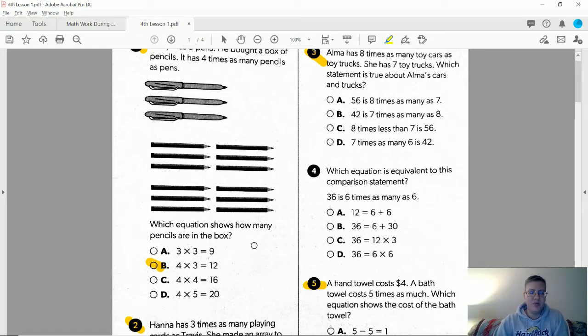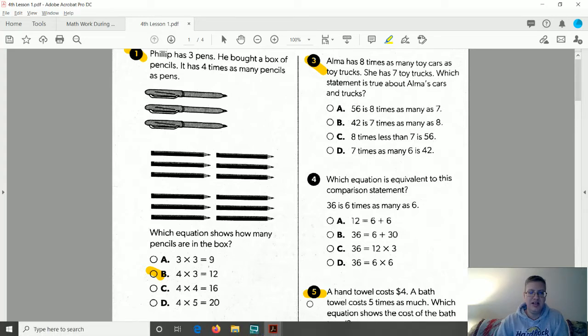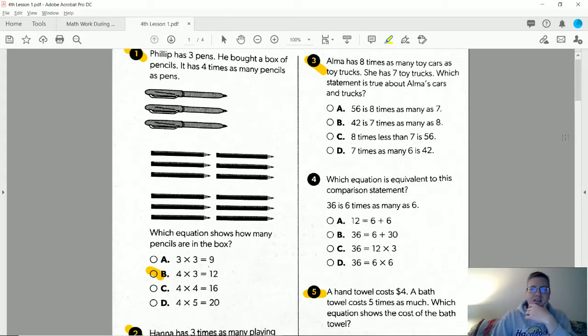I'm going to kind of work my way around the page. As you can see, I'm working with Adobe. So instead of scrolling back and forth too much, I'm going to go over to number 3 and then I'll do number 2 and number 5. So number 3, Alma has 8 times as many toy cars as toy trucks. She has 7 toy trucks. Which statement is true? So 56 is 8 times as many as 7. That would be true. So we are only asking for one answer.